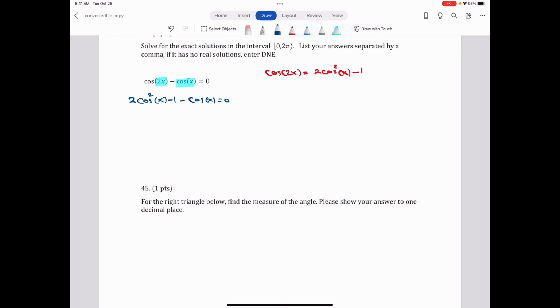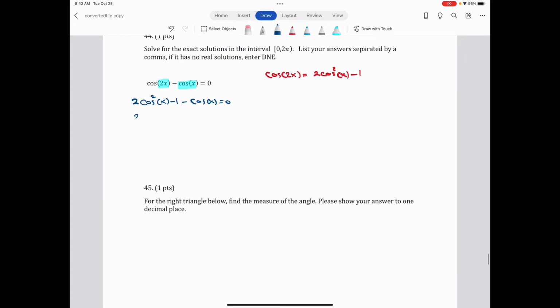I'm going to rearrange the terms. So this is going to become 2 cosine square x minus cosine x minus 1 equals 0. I will factor. So I have 2 cosine x and I have cosine x. I have negative 1, positive 1. Let me multiply. Negative 2 cosine plus cosine is negative cosine, so that is correct. Now I'm going to say either 2 cosine x plus 1 equals 0 or cosine x minus 1 equals 0.